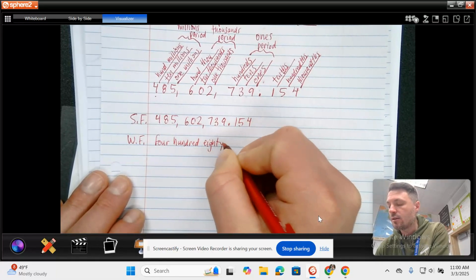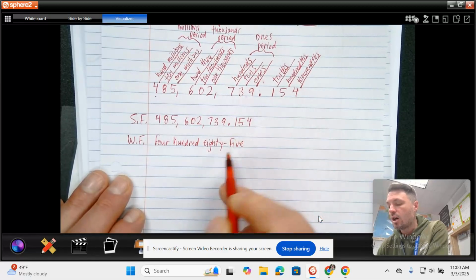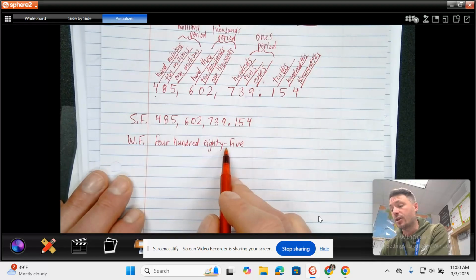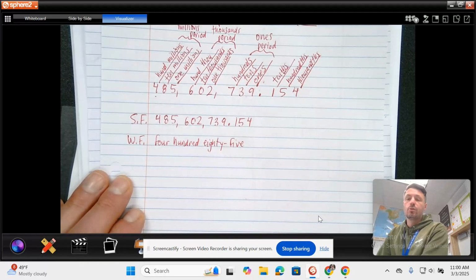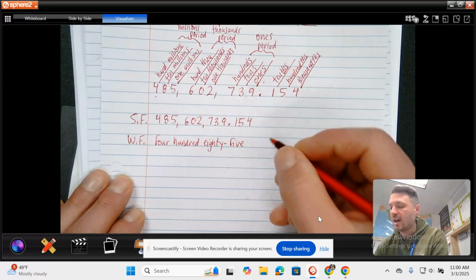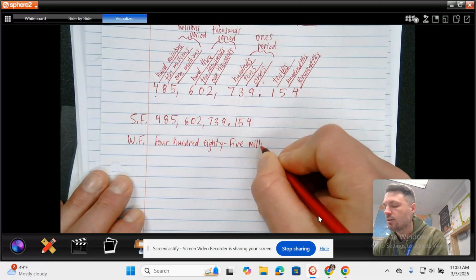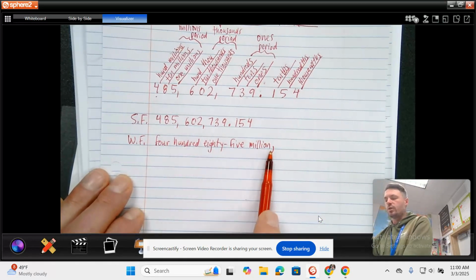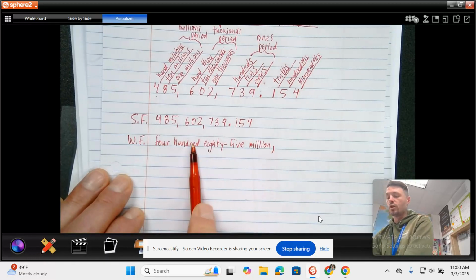So we write 485, and all compound numbers up to 99 get a dash right there. So we put a dash. So numbers like 37, 46, 68, they all get a dash. 485, and then we write million. And then we put a comma. Wherever there's a comma in the standard form, we put a comma in the word form too.